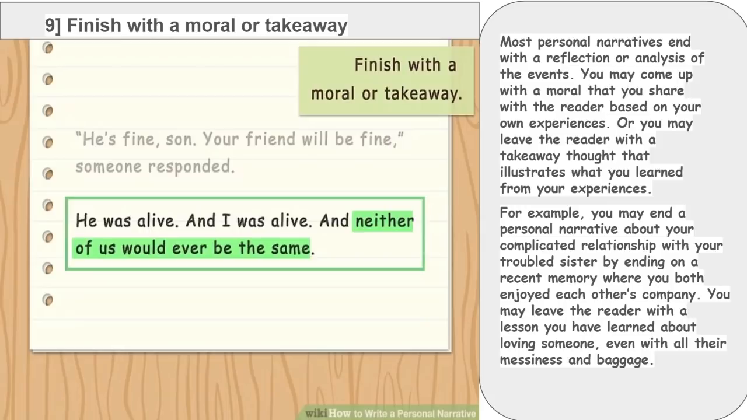For example, you may end a personal narrative about your complicated relationship with your troubled sister by ending on a recent memory where you both enjoyed each other's company. You may leave the reader with a lesson you have learned about loving someone, even with all their messiness and baggage. Here's another example. He was alive, and I was alive, and neither of us would ever be the same.